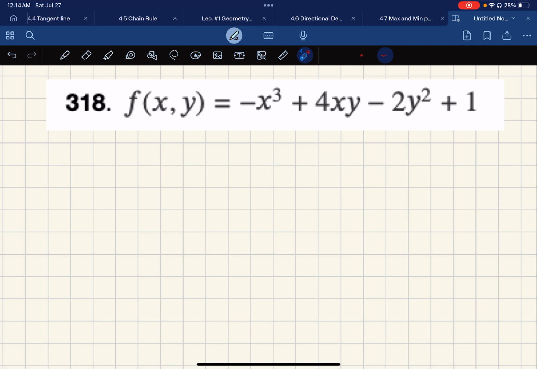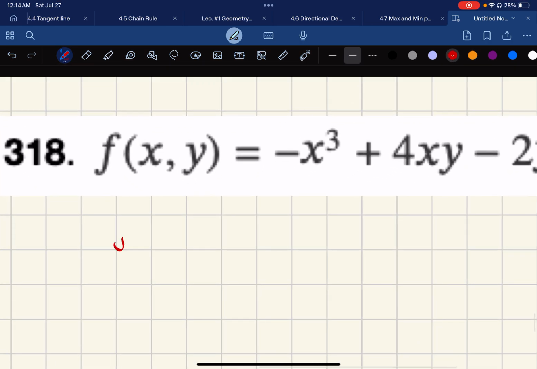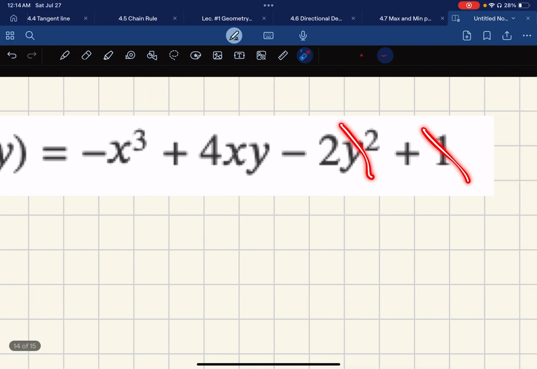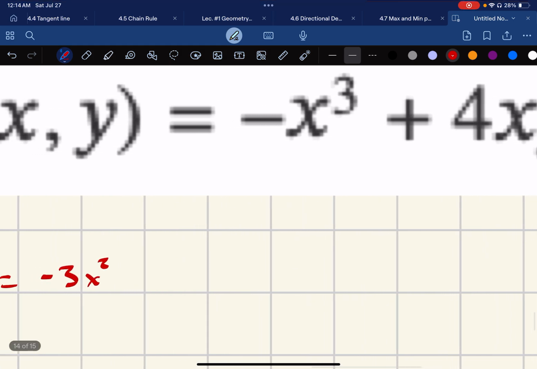Right? We find the partial, right? With respect to x and with respect to y. So let's do that first. We have here an x, here an x, and none of these have x's. So we look at these. So we have negative 3x squared. Then right here we only have plus 4y.